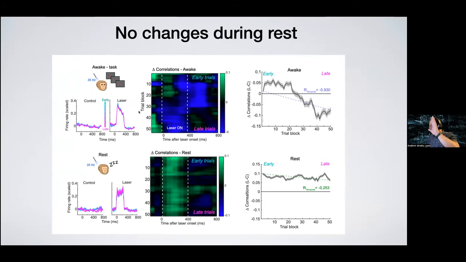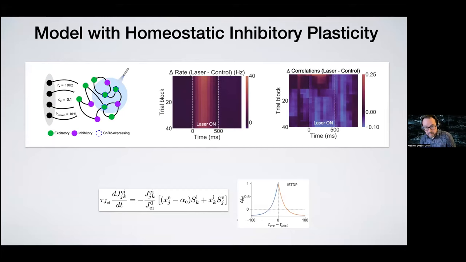So what we did was say, okay, what if we have a model that has homeostatic plasticity, right? Can we have a model with homeostatic inhibitory plasticity, where the inhibitory to excitatory synapses are plastic, and try to maintain the network in homeostasis? That's the only thing that we assume. We actually didn't assume anything else.